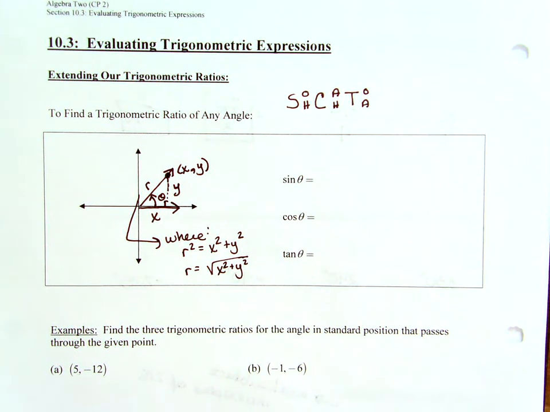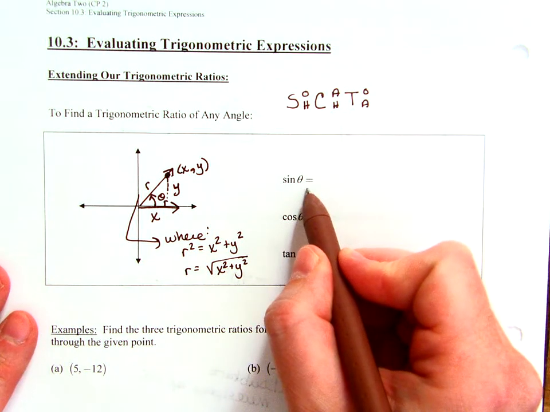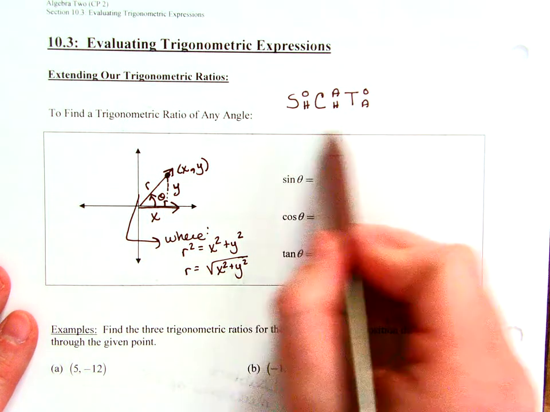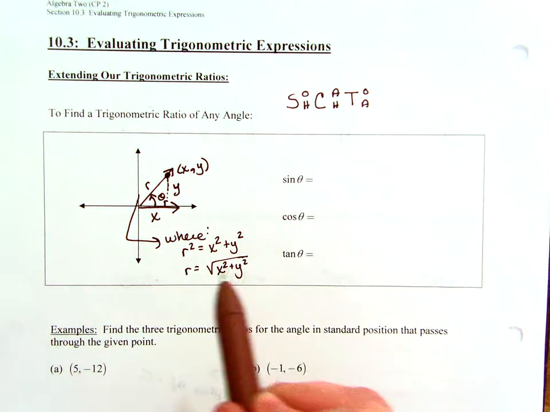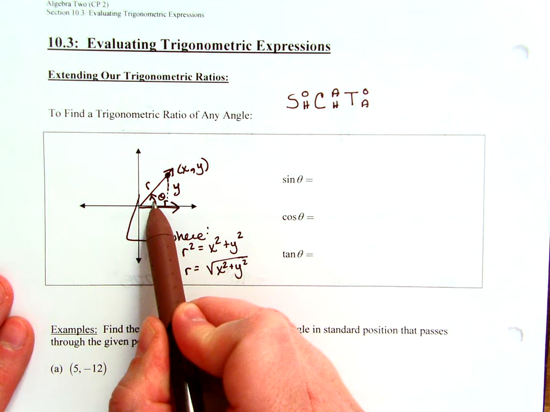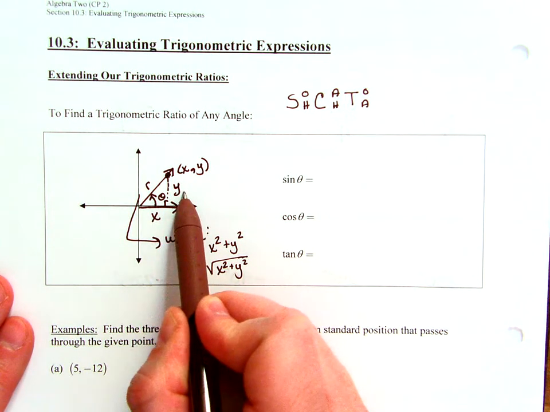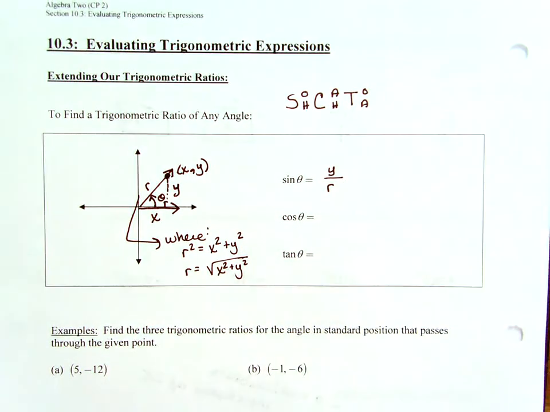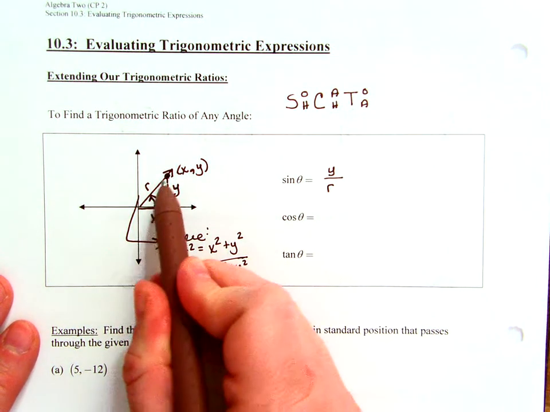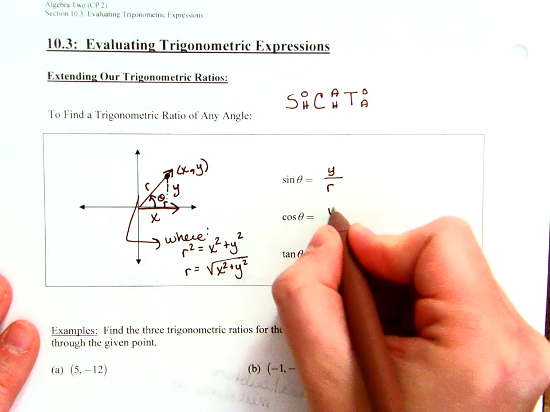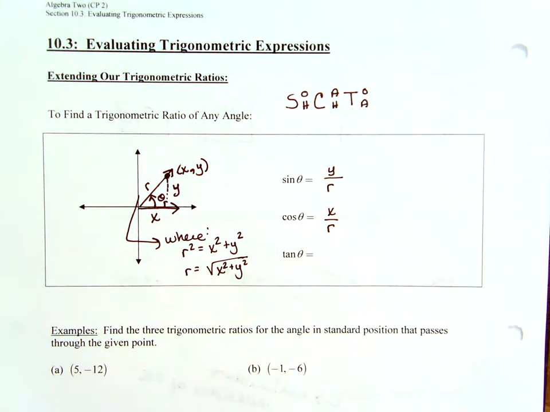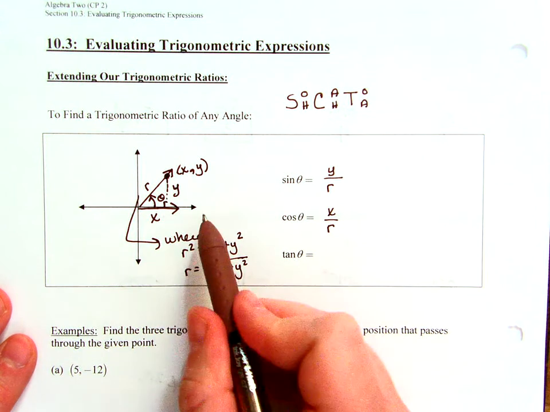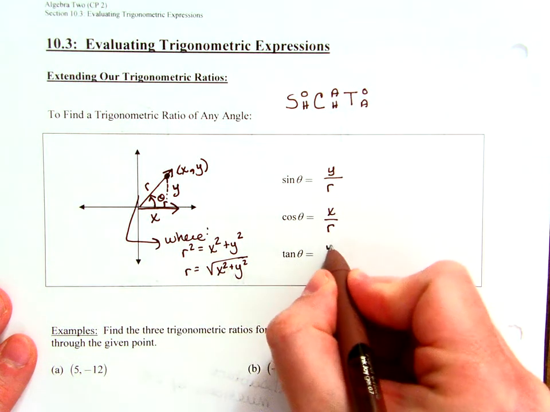So now, if I want to find the sine of my angle, I can use my definition from the first section, although in a moment we're going to see how we can extend this, of the opposite of theta over the hypotenuse. Well, opposite of theta is y. The hypotenuse is r. The sine of theta is y over r. The cosine of theta is the adjacent over the hypotenuse. Adjacent is x, the hypotenuse is r, so x over r. The tangent of theta is the opposite over the adjacent, so in this case it's y over x.